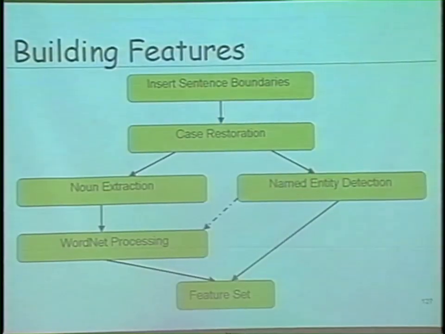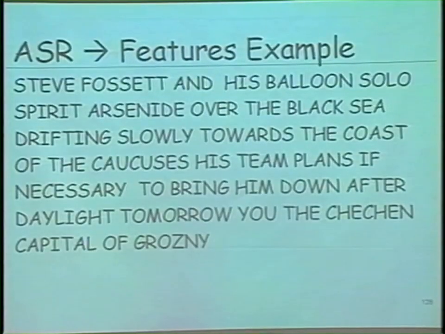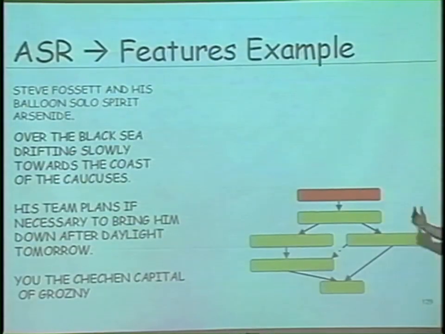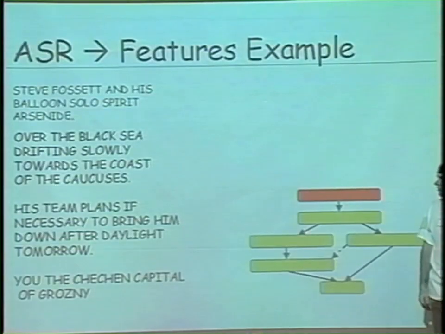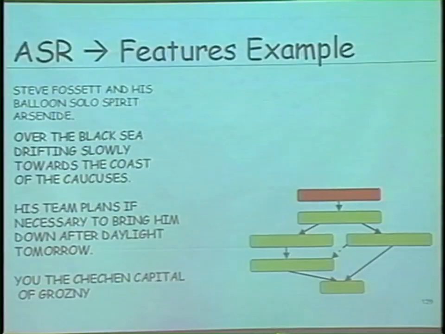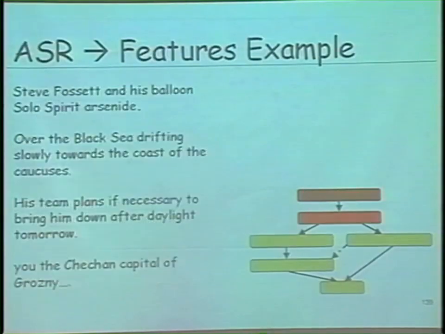So here's a little example. We start with this piece of ASR text, again about him and his balloon floating around. We insert the periods, and as you'll notice, it does reasonably well. They tend to fall on clause boundaries instead of sentence boundaries. So it wouldn't make your English teacher proud, but it works. Then we run case restoration on it, and it turns into something semi-reasonable.